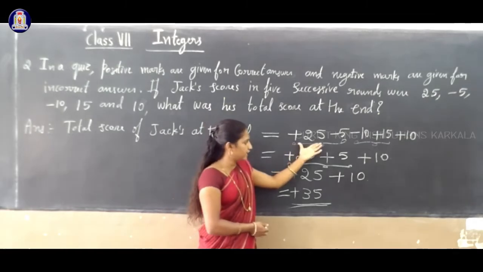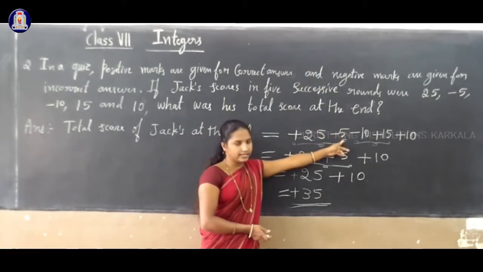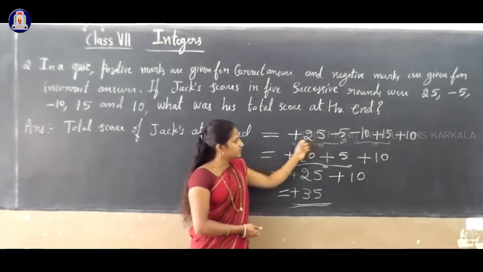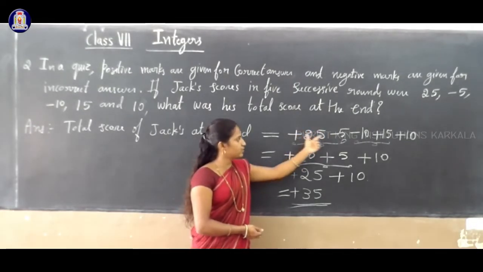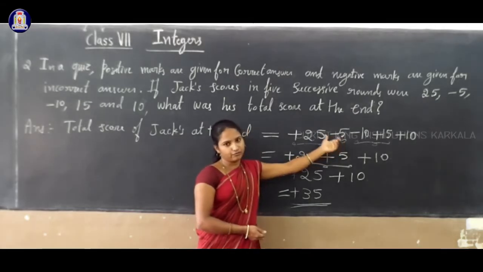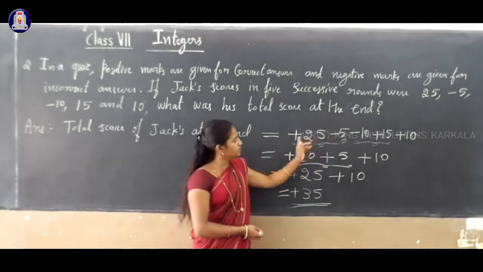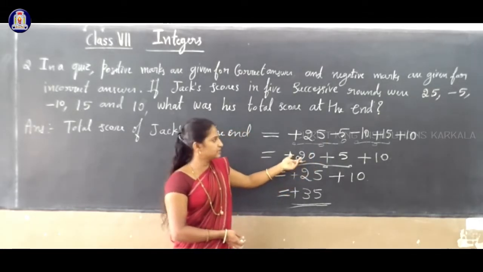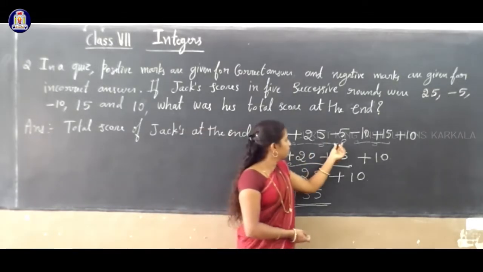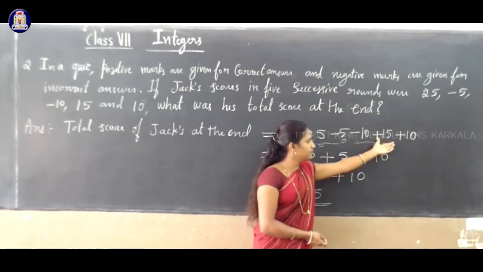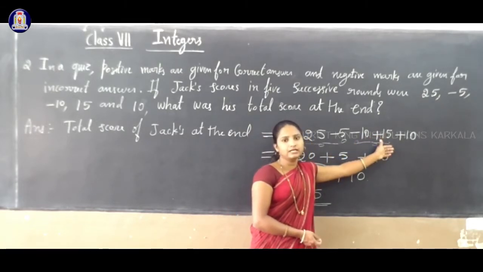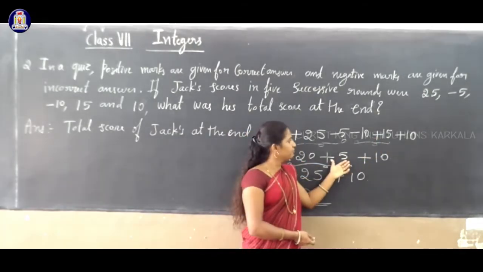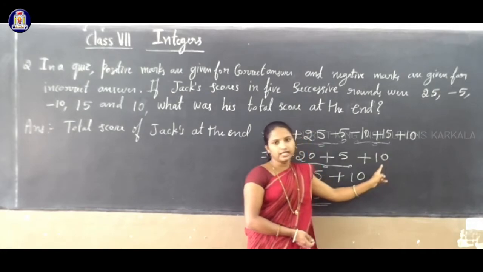So first you write plus 25 and minus 5. Consider these two numbers. Then see the sign. Is the sign same? No, different sign. Plus 25 minus 5, different sign, subtraction. Clear? So 25 minus 5 will get plus 20. Plus 20. Similarly, now consider minus 10 plus 15. Minus 10 plus 15 will get answer plus 5. Plus 5. The last one is plus 10 as it is.